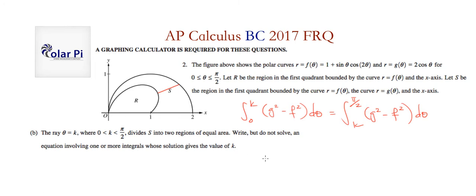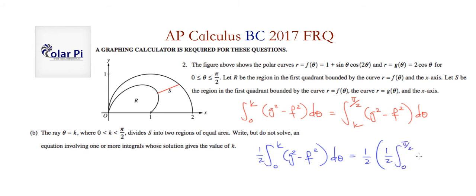We didn't need to say this, but it's 1/2 of the integral from 0 to k of g squared minus f squared d theta, right? This again equals that. We can say that this is going to be 1/2 of 1/2 the integral from 0 to pi over 2 of g squared minus f squared d theta.